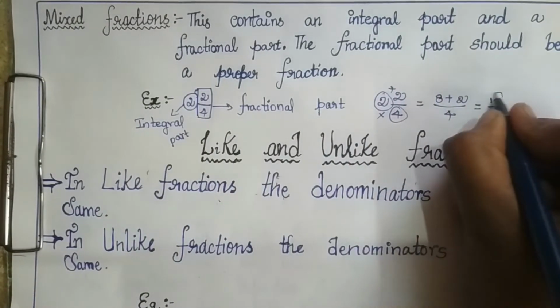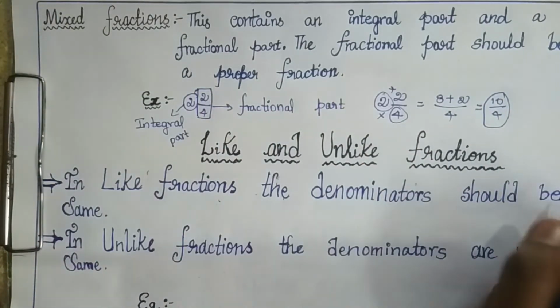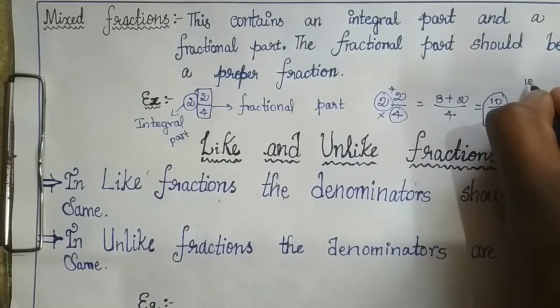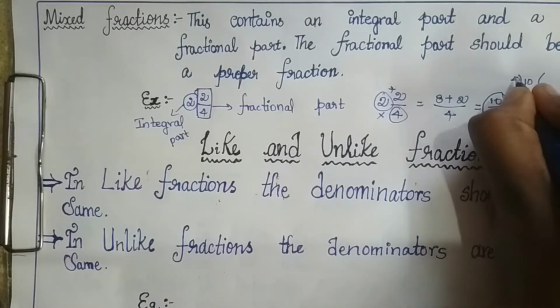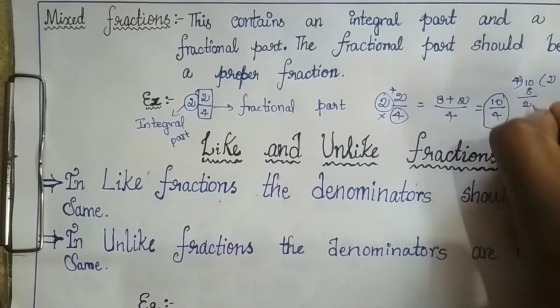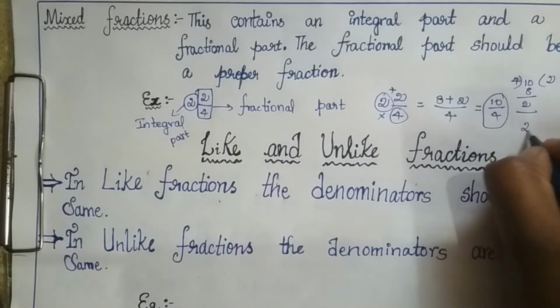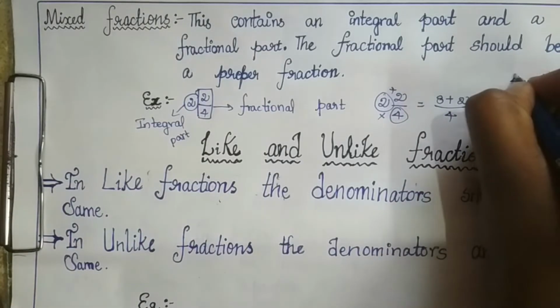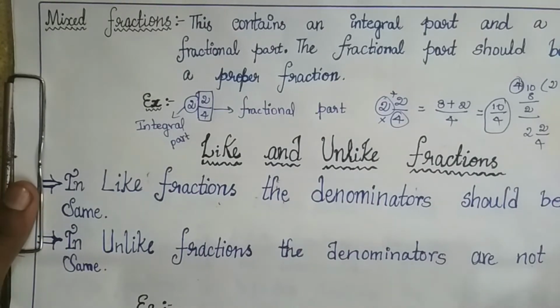Now this 10 by 4, how do we convert it into a mixed fraction? So we have to divide it by 4. 4 2s are 8, remainder 2. Here this 2 should be the numerator and 4 should be in the denominator place.